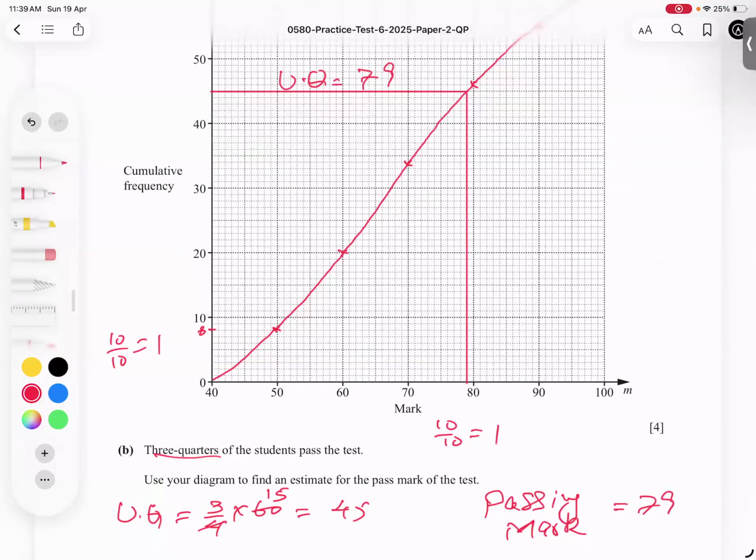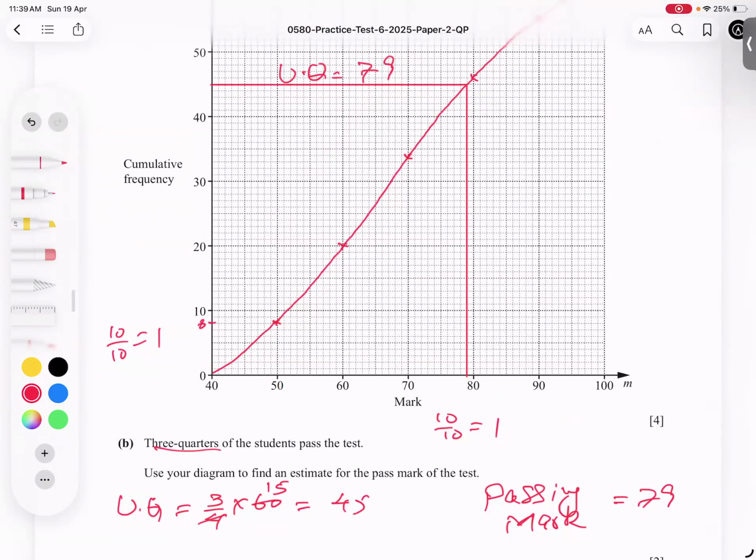79 marks. I think the point is very clear. Three-fourths of the students pass. It means this 3/4 of the students pass the test. Marks. And wait a minute. 3/4 of students pass the test. So 3/4 of the students.